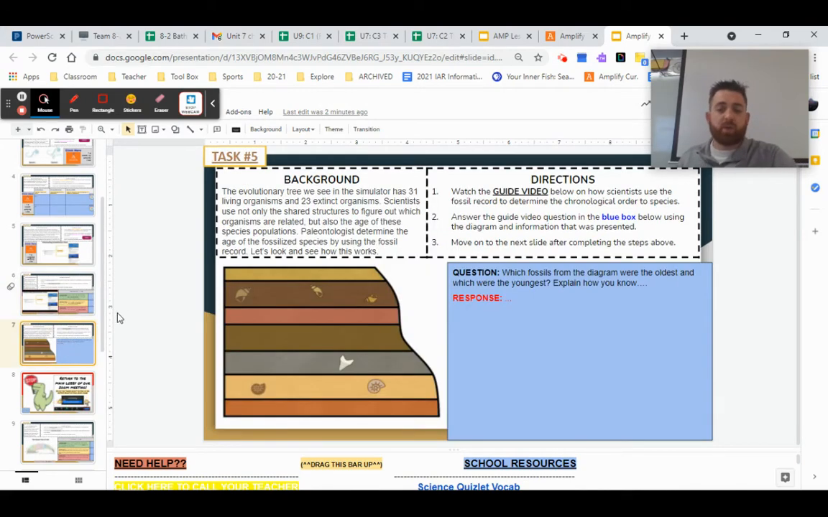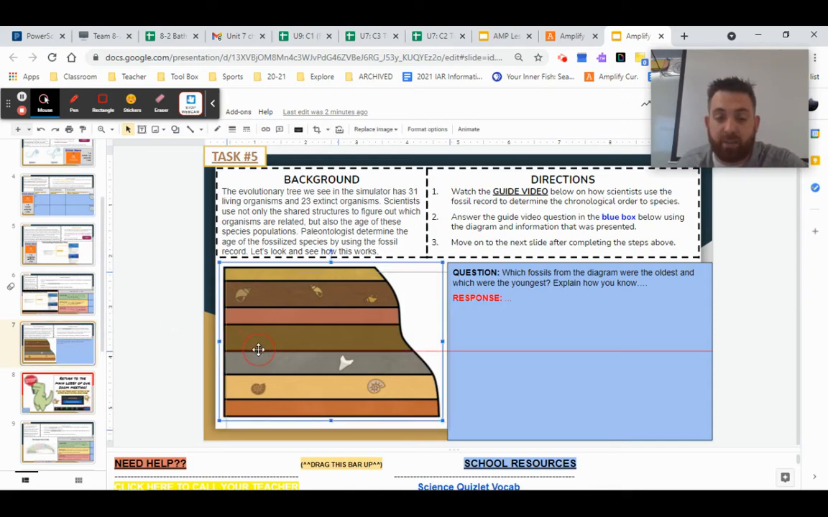Part of the evidence that we as scientists use to explain who's related to who is by looking at the chronological order at which organisms show up on our Earth. In other words, we use what you see here, which is a simplistic version of the fossil record. And what this really is, is just a cutout of the ground which scientists would look at to determine when organisms were around and how old certain organisms are.